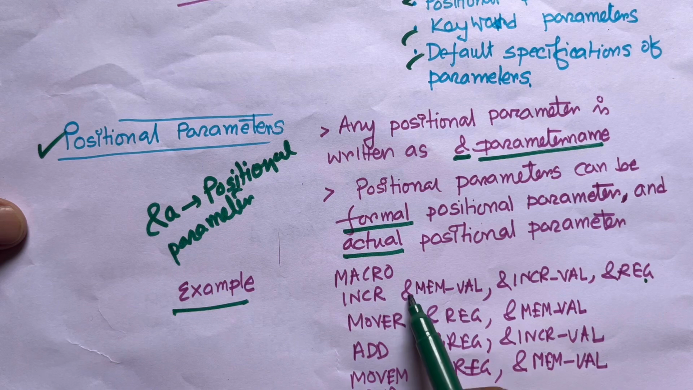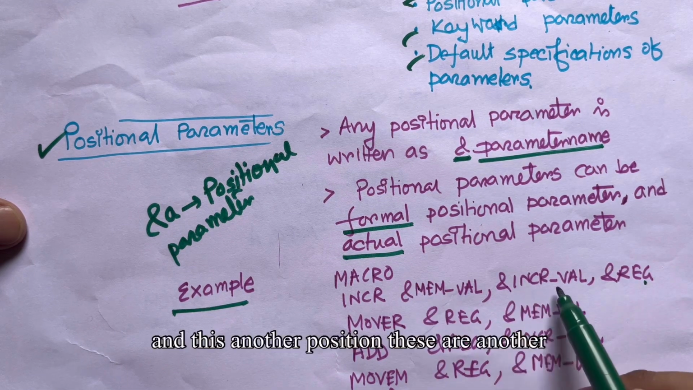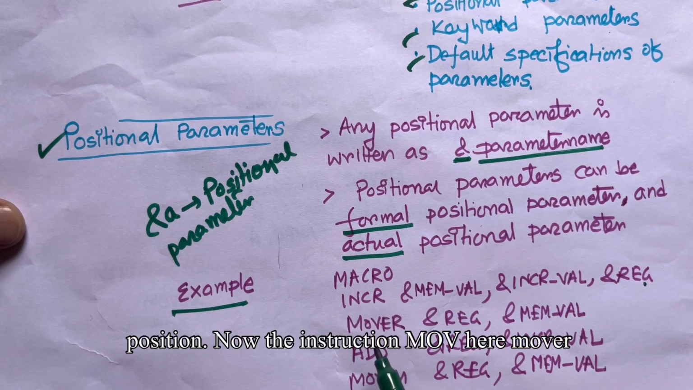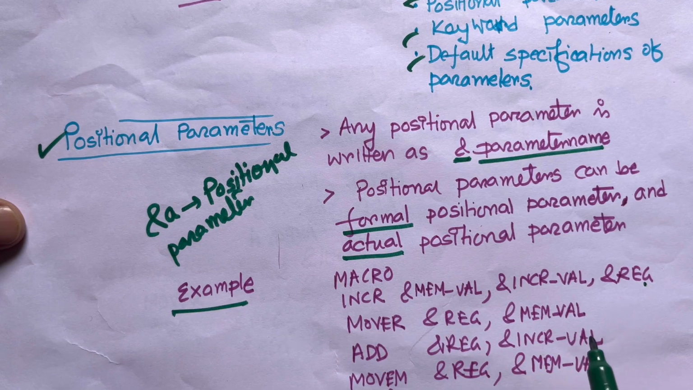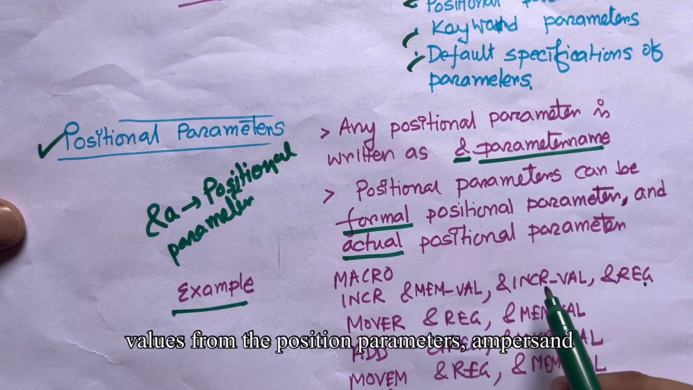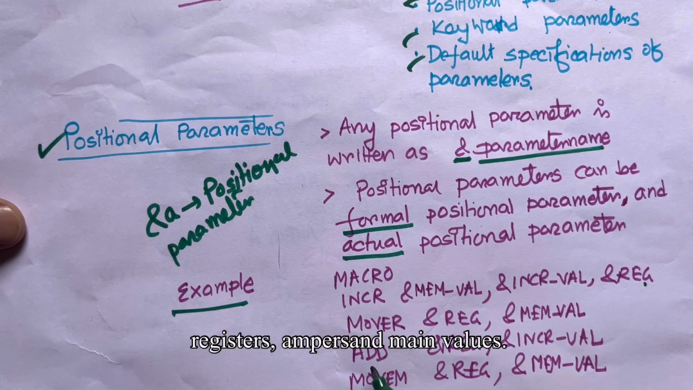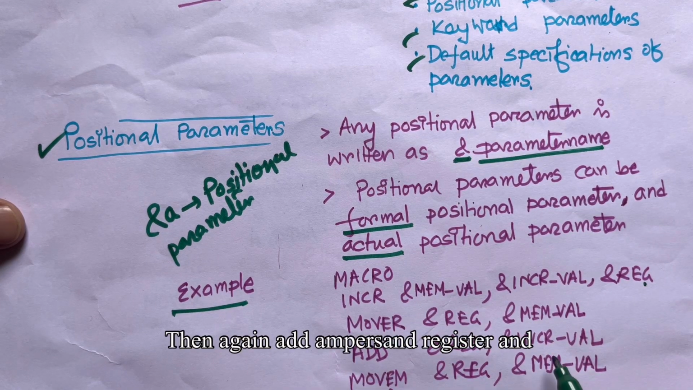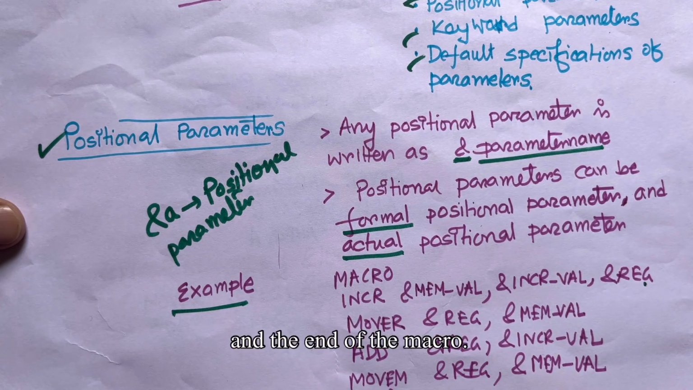The ampersand means the position of this positional parameter, and this is another position. Now the instruction MOVER is used to move register to memory value. These registers also access the values from the positional parameters, ampersand register, ampersand main value. Then again ADD ampersand register and increment value, MOVM ampersand register, main value, and the end of the macro.